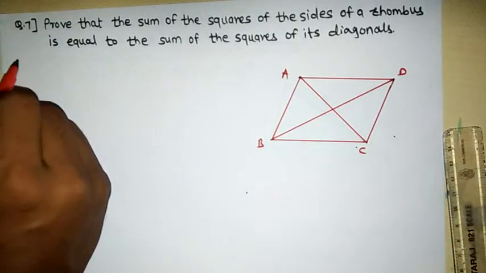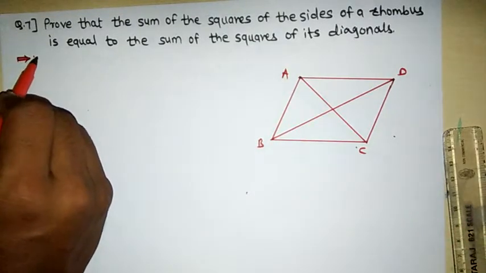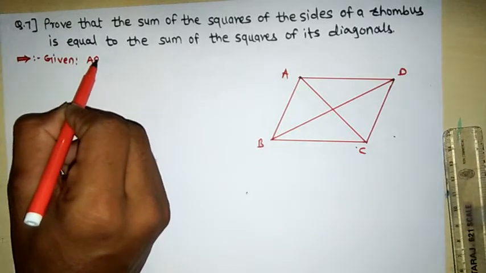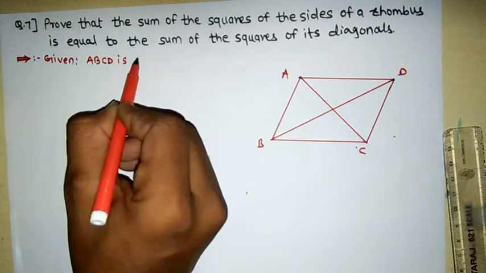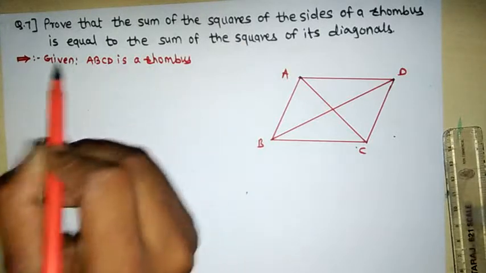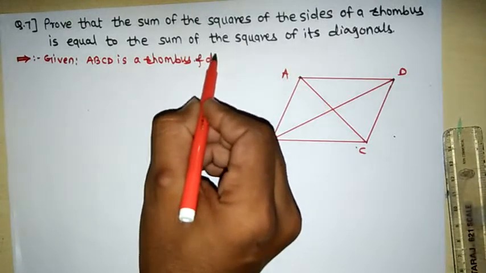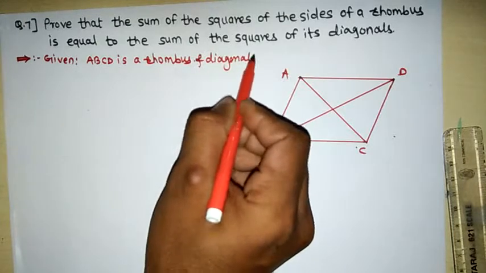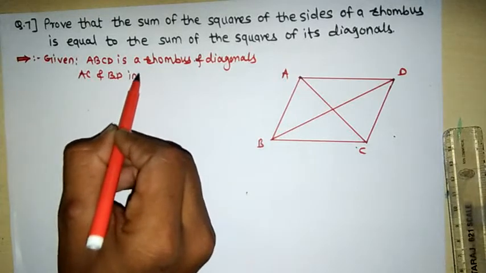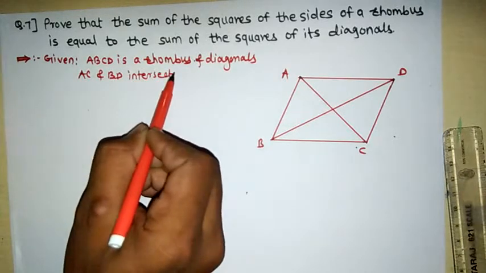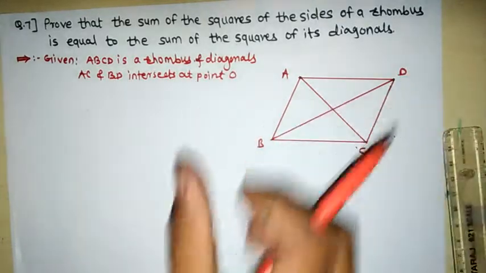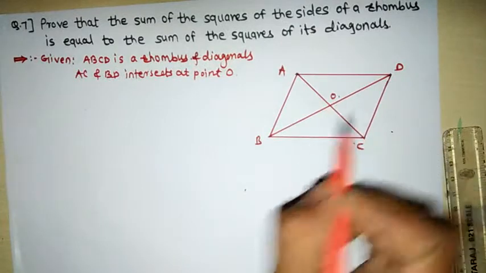First we will write the given. ABCD is a rhombus and diagonals AC and BD intersect at point O. We will consider these two diagonals intersect at point O.